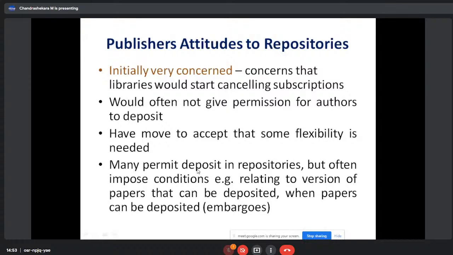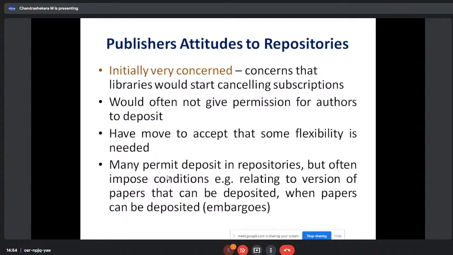But initially they were very concerned that libraries would start canceling subscriptions, and they would often not give permission for the authors to deposit in their own institutions. Some publishers are also not giving permission to post. They have moved to accept that some flexibility is needed. Many permit depositing in repositories, but often impose conditions, for example relating to the version of the papers that can be deposited.